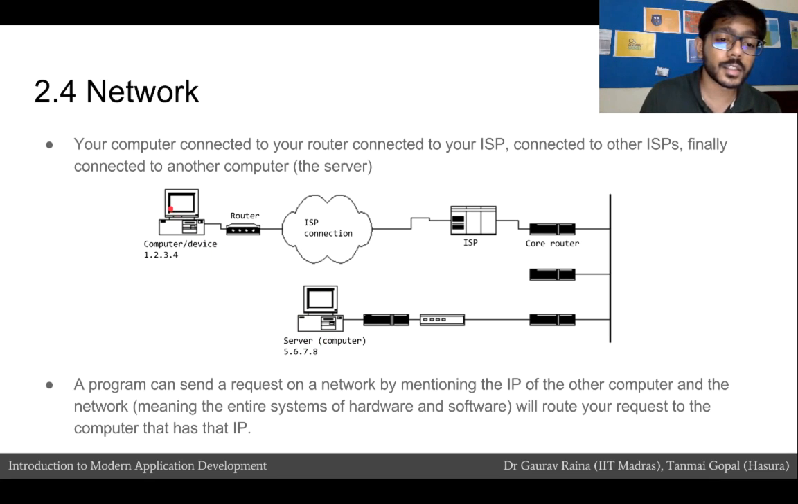And so our request is moving from our computer all the way into the server's computer, where the request is processed and a response is generated and sent all the way back. So this network helps us transfer our request to our destination. And the most popular way to communicate over a network is by mentioning the IP of the other computer.